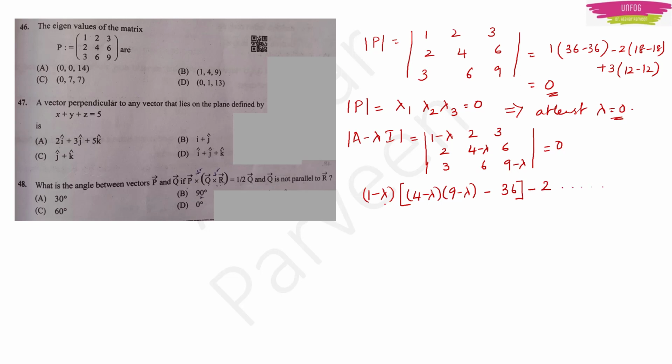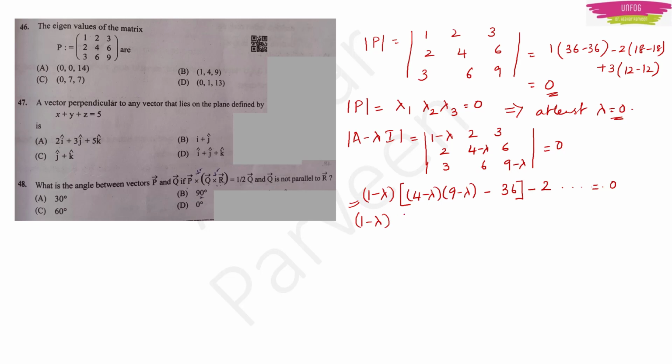I have enough lambdas now, I have all 3 eigenvalues here, so I can easily find the values. This is equal to 0. I want to save time in the exam, right? I don't want to waste my time. So that's why I am using only the first term here.